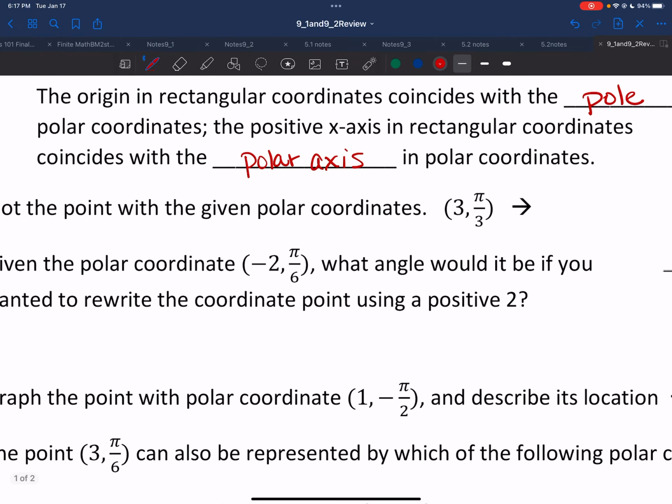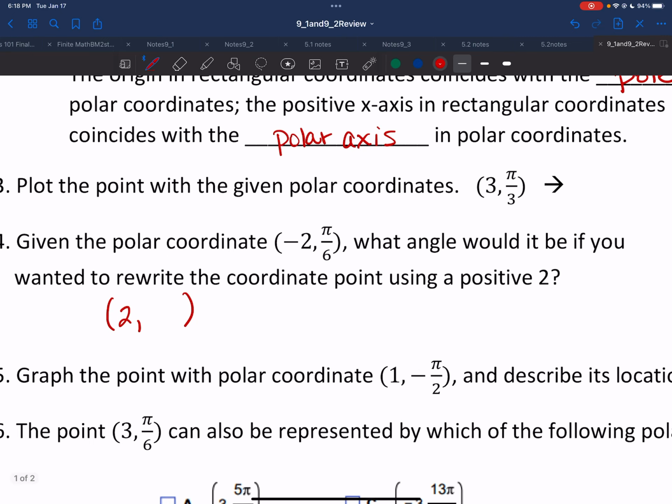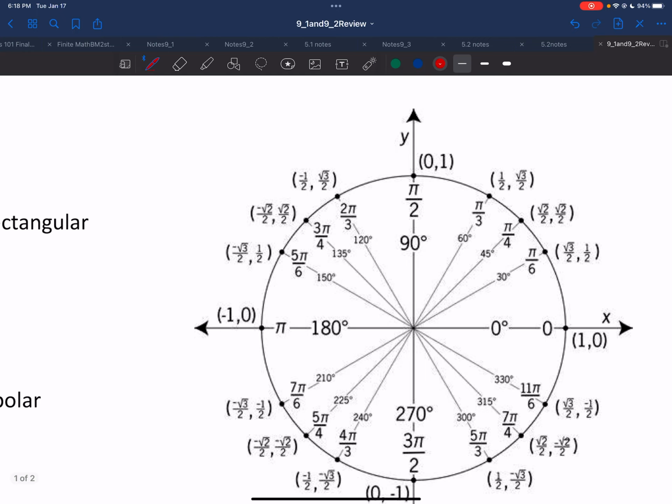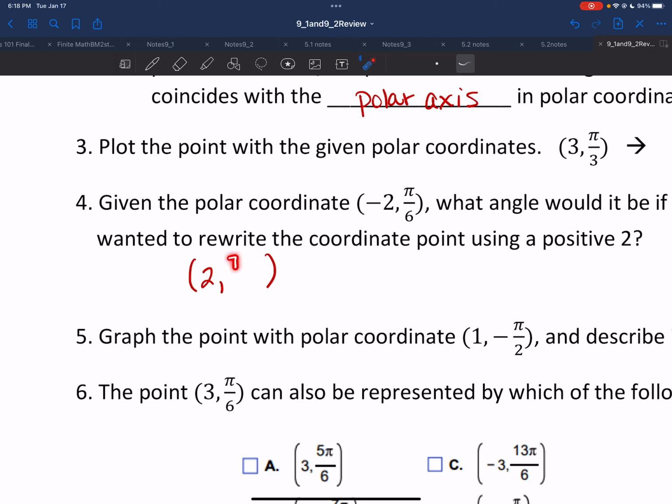All right, given the polar coordinates (-2, π/6), what angle would it be if you wanted to rewrite the coordinate point using +2? So we want 2, but we've got to put in an angle. All right, there's an easy way and there's a long way. The easy way is to take a look at that angle that we just talked about, which was π/6. Since it's -2, we're going to back it up behind it, so we have 7π/6. So that's the fast and easy way.